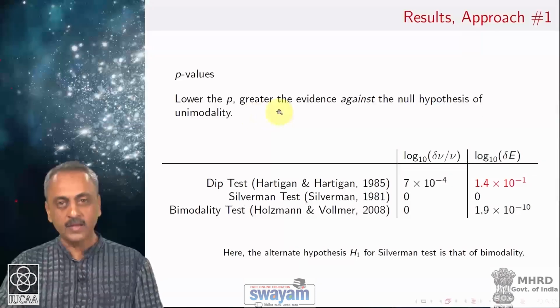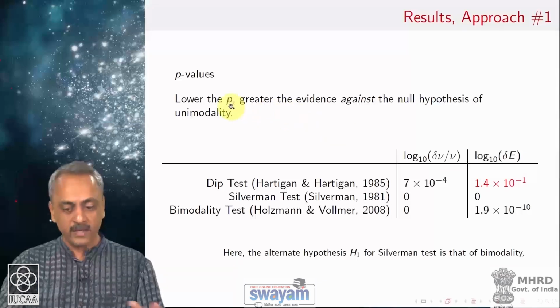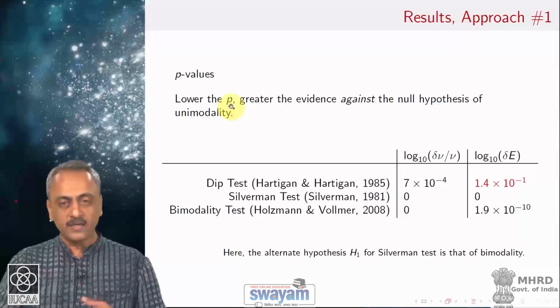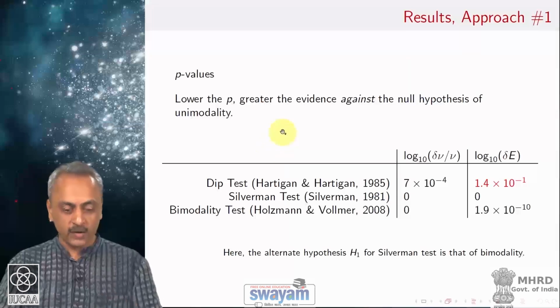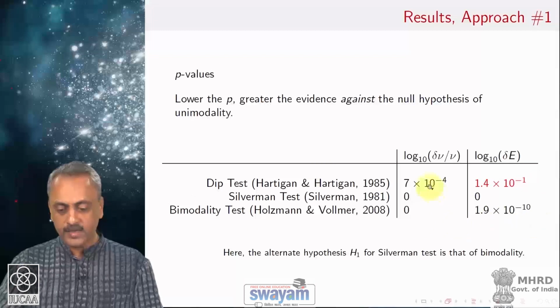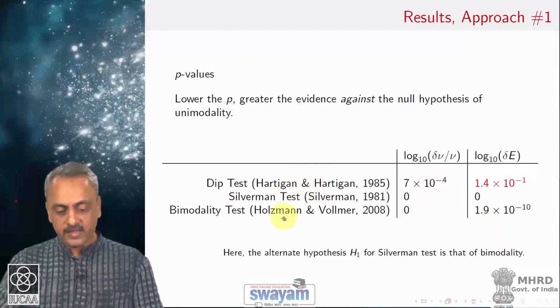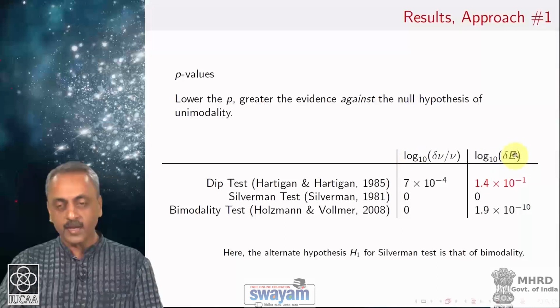That is how one interprets it. So, in this case, the smaller the value of p corresponding to a test, the greater the evidence against the hypothesis of unimodality in the context of these tests. In the table here, these three tests are applied to the two separate quantities, delta nu by nu and delta nu into nu, and what is listed here are the computed p values.